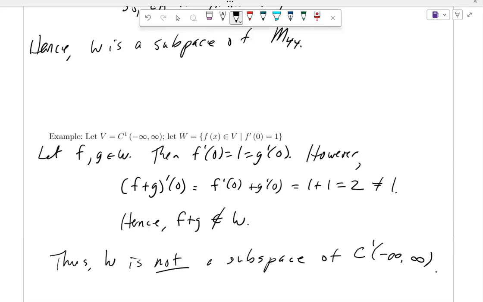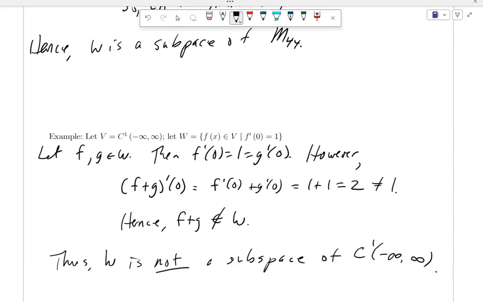Remember the notation too, just real quick. The C stands for continuity. The 1 says that the first derivative is continuous, and then this would be the interval on which it's continuous. So this is the set of functions that are one-time differentiable everywhere.